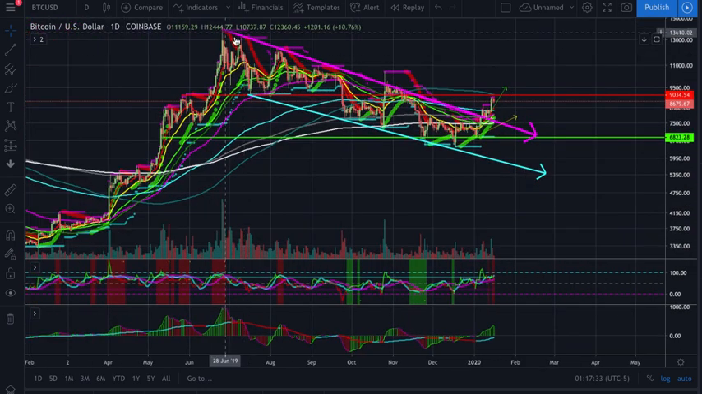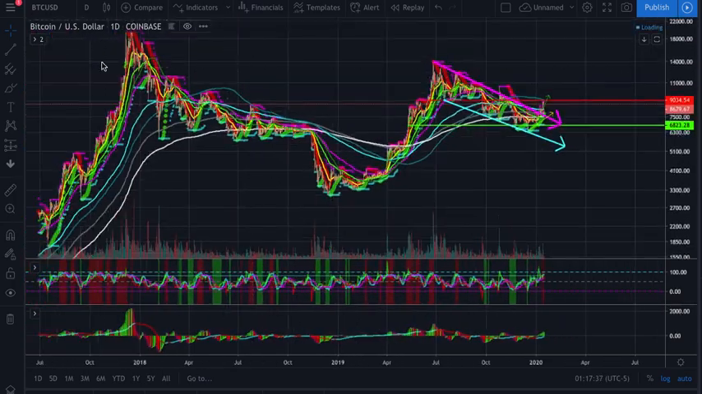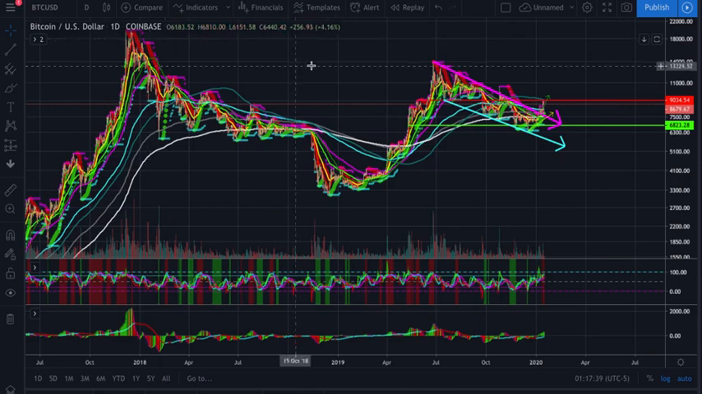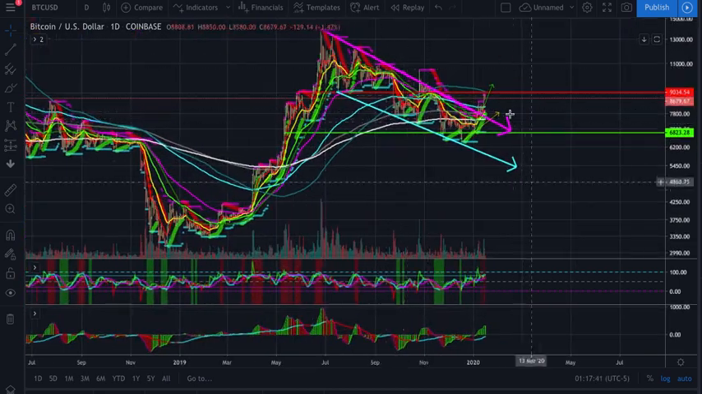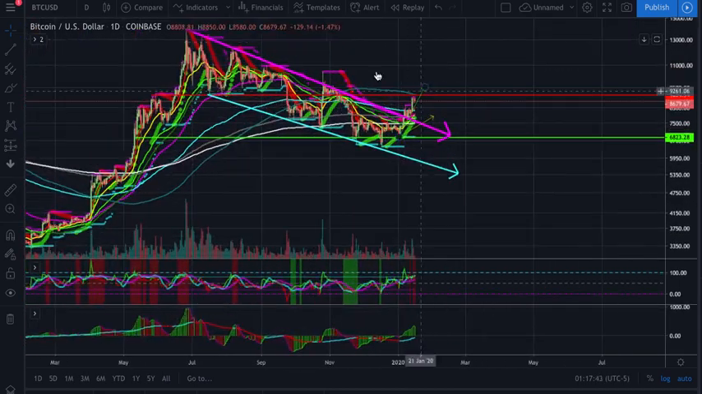that we are in fact going to move to the upside and then potentially take out this high and then potentially take out the all-time high. But this is how it starts, you know what I mean? This is how it starts.